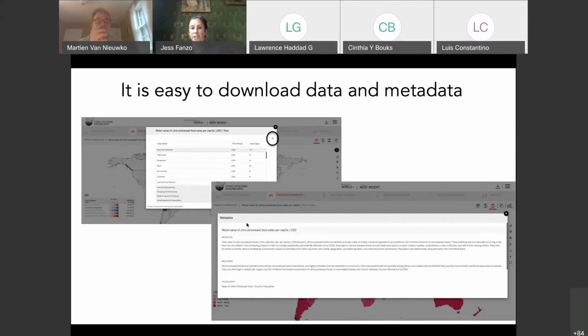All of the data is downloadable. You can download the entire spreadsheet. I don't recommend that because there's like 5 million data points. But you can select certain data that you want to download. You can also download the metadata. What's the definition of the indicator? What's its relevance to food systems? How is it calculated? Where is it from? And what are some of the limitations? So if you're very interested in a few indicators, you can do that as well.